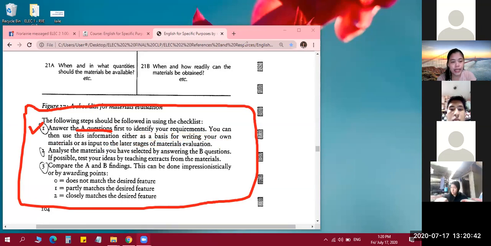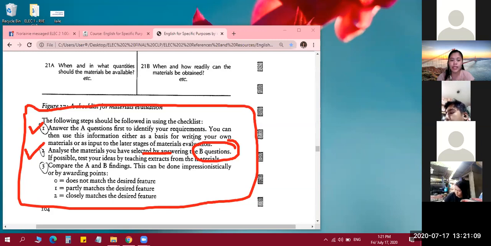Okay. Second, analyze the materials you have selected in B questions, in the objective analysis. So that's what you should remember, guys. In A, you set your criteria, what you want. In A, the subjective analysis, you answer your requirements for your materials in teaching.